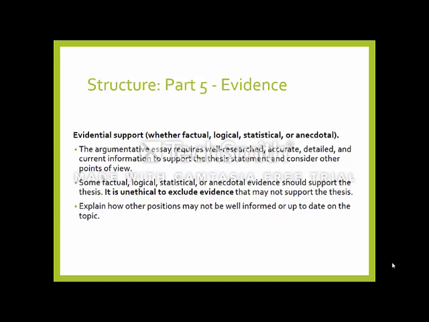And part 5, which we've already kind of discussed, is the evidence. You want to make sure that you use different types of evidence. This is where your logos, ethos, and pathos come into play, where you've got an argument essay that has different types of information in it. It's not just factual with statistics and figures. It also includes expert opinions as well as stories of people. You want to make sure that you include all these sorts of things and explain how the other positions may not be so well informed based on the evidence that they provide and the research that you do.